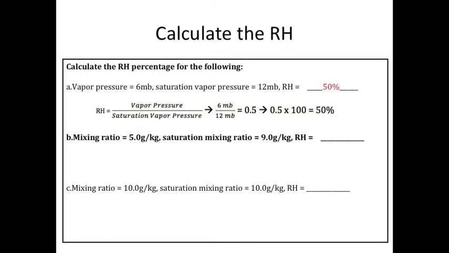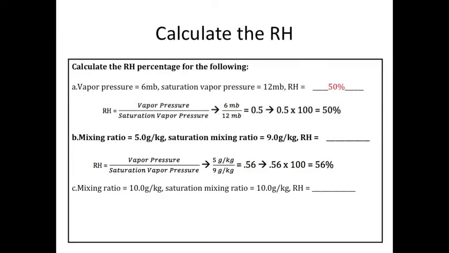For the next problem, the mixing ratio equals 5 grams per kilogram. The saturation mixing ratio equals 9 grams per kilogram. What is the relative humidity? Relative humidity equals vapor pressure over saturation vapor pressure. In this case, it's 5 grams per kilogram over 9 grams per kilogram, which equals 0.56. To get a percentage, we times it by 100. Therefore, we get 0.56 times 100, which equals 56% relative humidity.